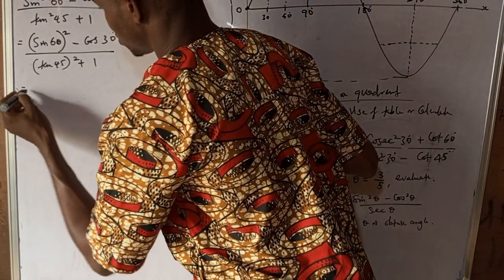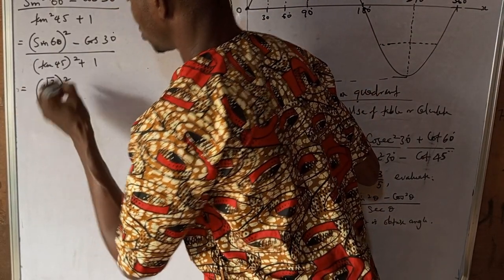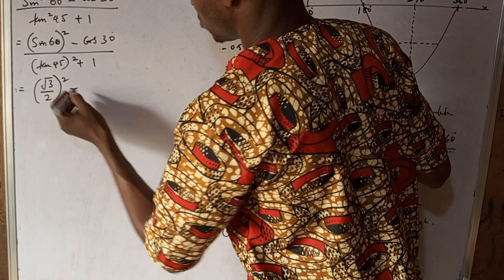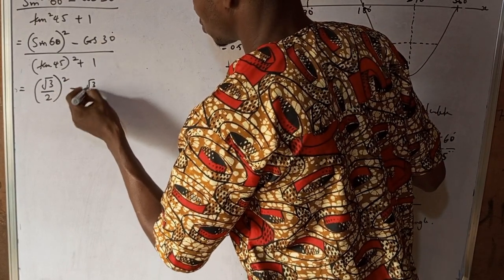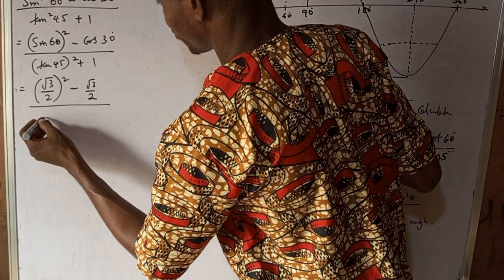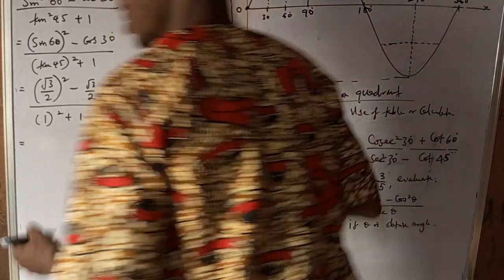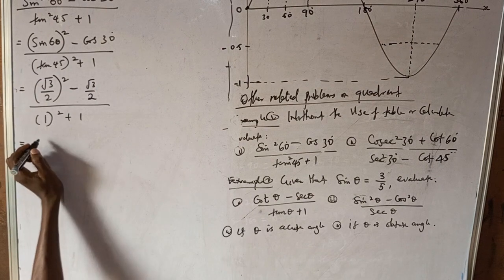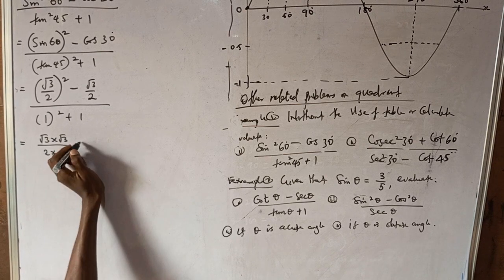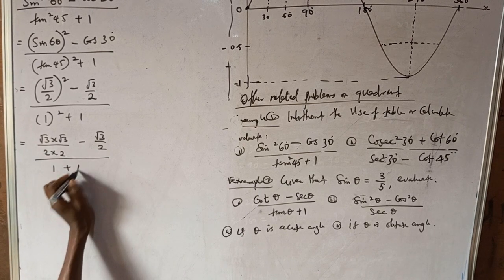So substituting now. Sine 60 is square root of 3 over 2, all squared. You can refer back to our previous lesson for this one. Now we have arrived at root 3 over 2 squared minus cos 30, that's also root 3 over 2, divided by tan squared 45. Tan 45 is 1, squared, plus 1. So this will give me, when you square the root, root 3 times root 3 divided by 2 times 2, minus root 3 over 2, over 1 squared is 1, plus 1.